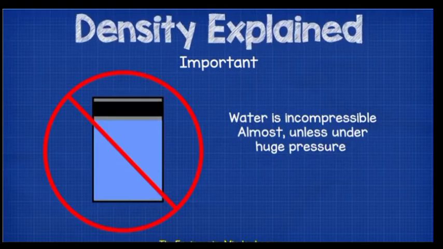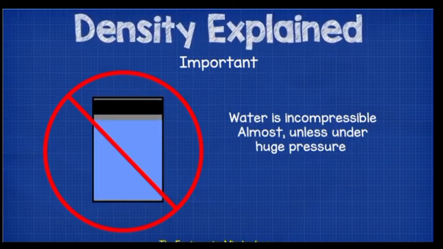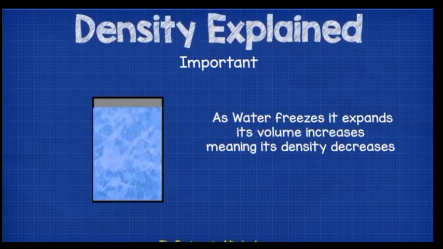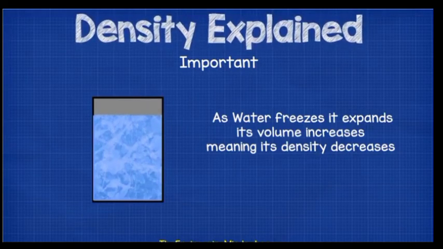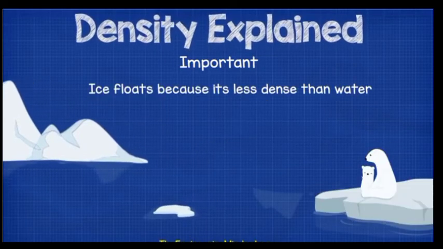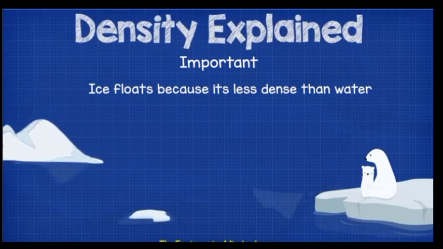An exception to this is liquids such as water. You can't compress water in its liquid state unless you use incredible amounts of pressure, but even then it doesn't compress much. Additionally, when you freeze water, it expands, so its volume increases, meaning its density decreases. This gives ice buoyancy and allows it to float because it is less dense than the liquid water.